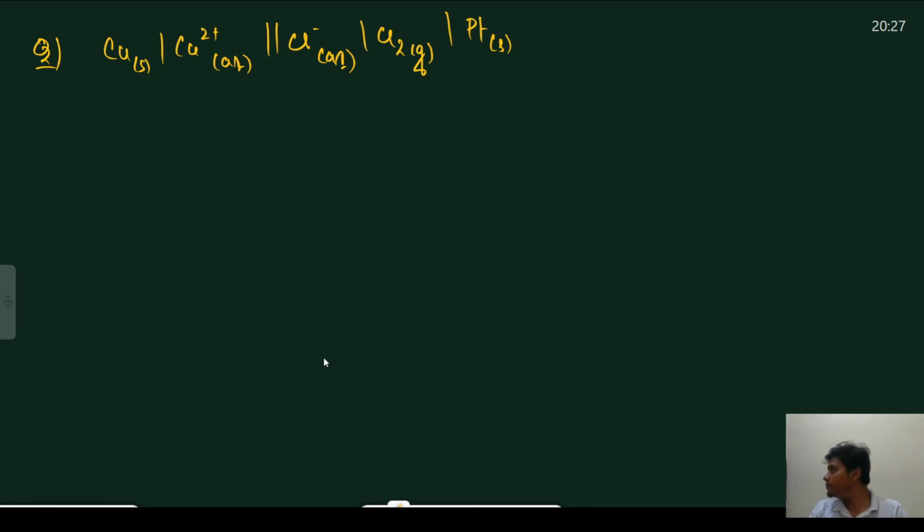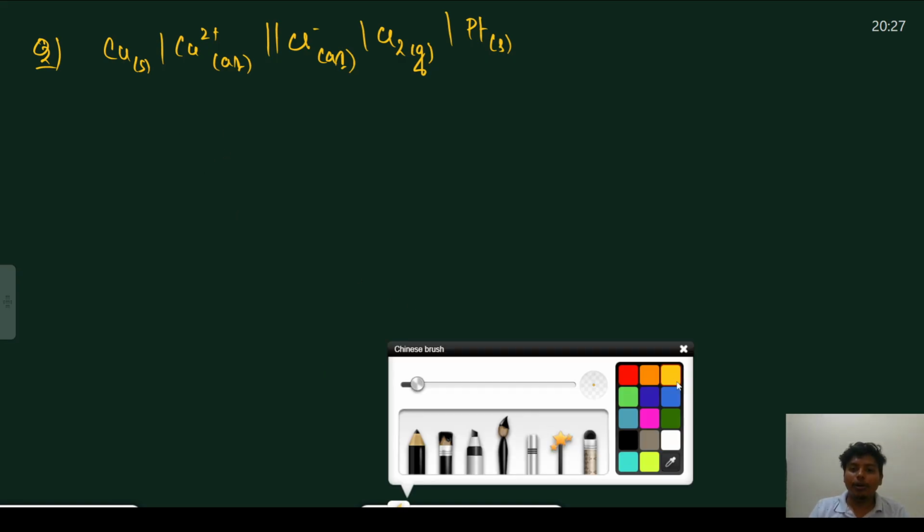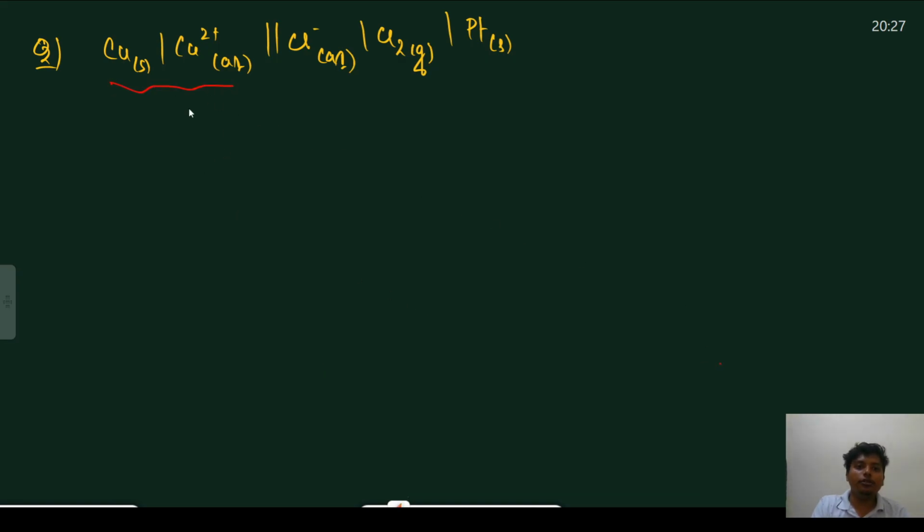Sir, is it copper plus 2 Cl minus gives Cu2+ plus Cl2 plus 4 electrons? Write down one by one. So this is the anode, right? Yes or no? So what is the anode reaction here? Copper will give copper 2+ plus 2 electrons. Yes or no? And on this side, what is happening?